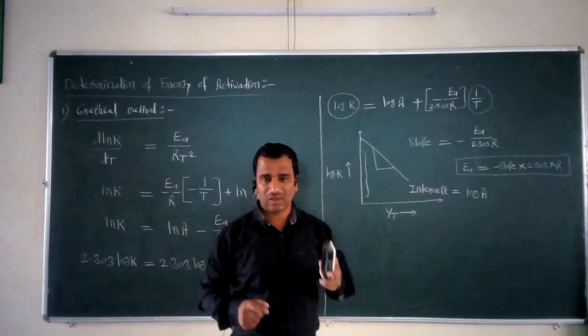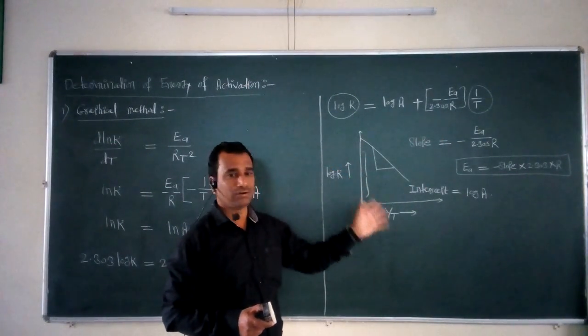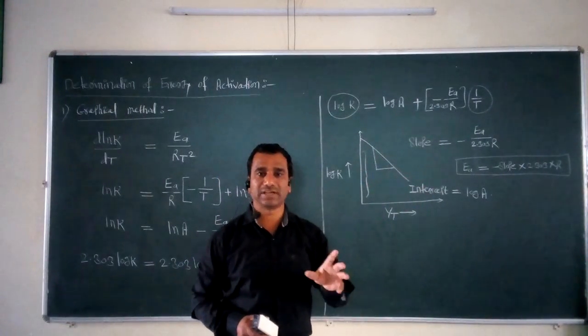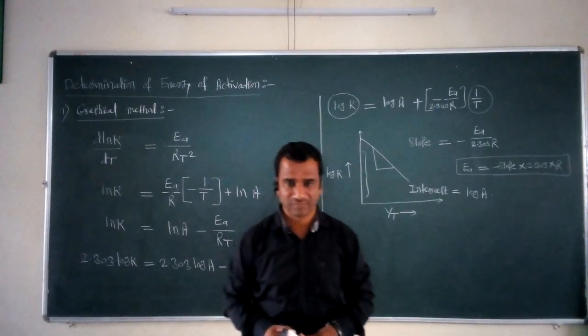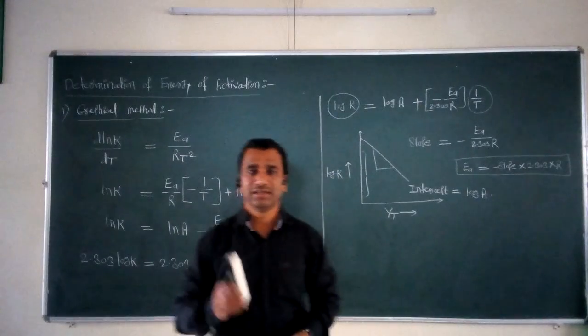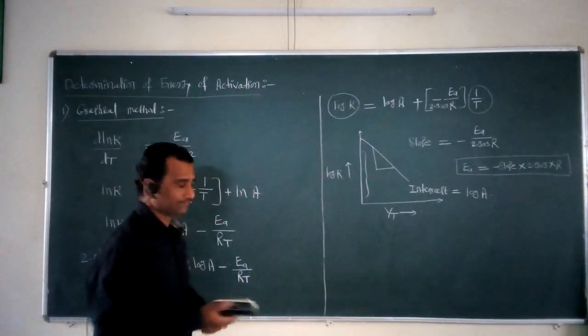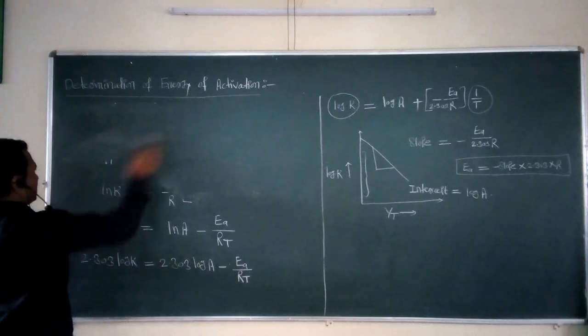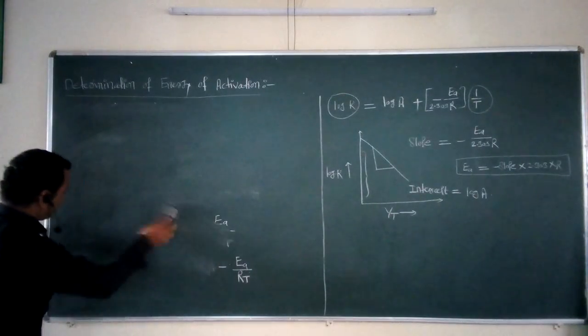Once you obtain this, finally you have to plot a graph, and from this graph you will get the slope value. From that slope value you may calculate the energy of activation. So this is the important method for the determination of energy of activation. Now we have to study the second important method for the determination of this energy of activation.